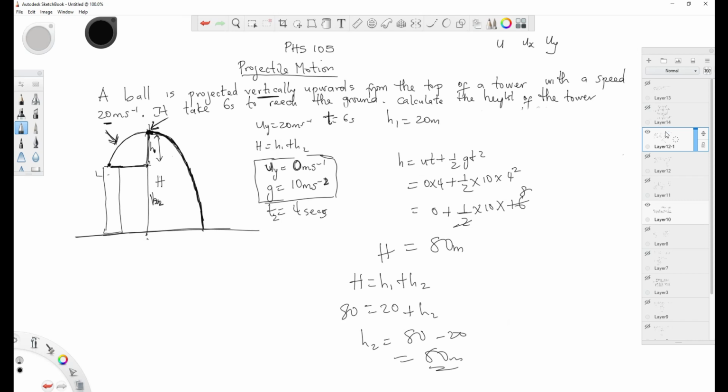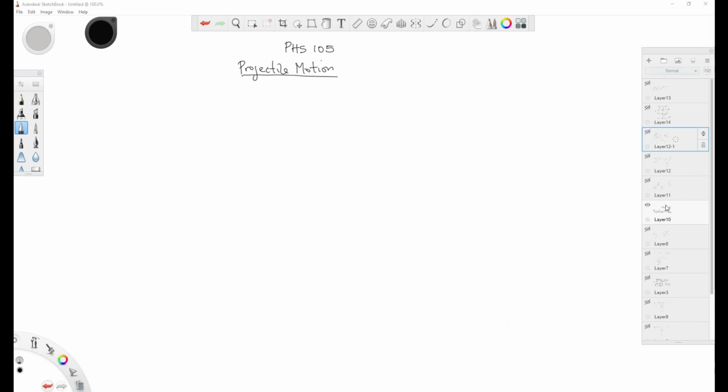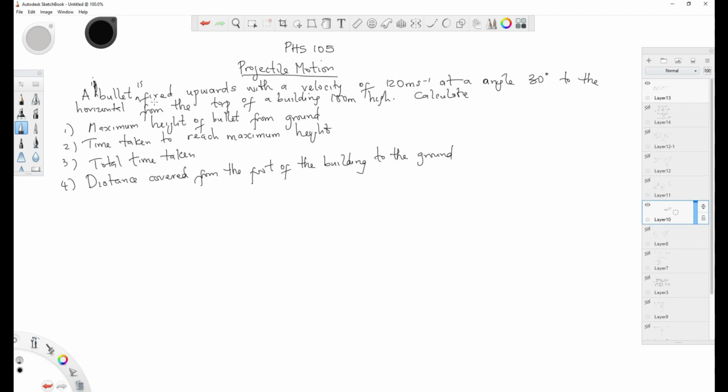So let's try one last question before we round everything up. The bullet is fired vertically upwards with a velocity of 120 meters per second at an angle 30 degrees to the horizontal from the top of a building 100 meters high. Calculate the maximum height. Okay, now this is another question.